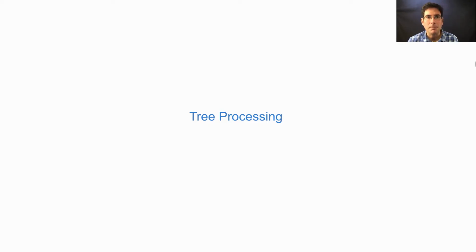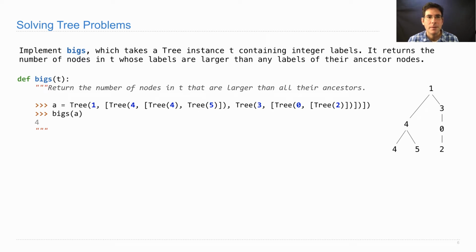First, we need a problem. Implement bigs, which takes a tree instance T containing integer labels. It returns the number of nodes in T whose labels are larger than any labels of their ancestor nodes.